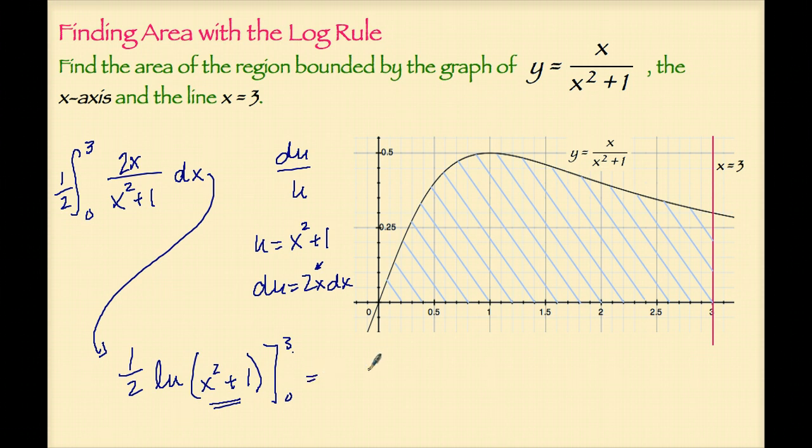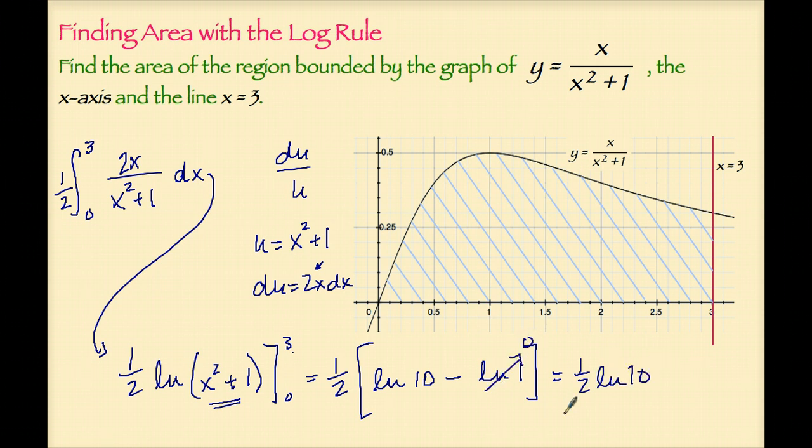All right, let's go ahead and evaluate this integral. This is going to be 1/2 times the natural log of 3 squared plus 1, which is 10, minus the natural log of 0 squared plus 1, which is 1. The natural log of 1 is 0, so we have 1/2 natural log of 10 minus 0, and that is this decimal approximation. 1.151 is approximately the area under the curve from 0 to 3.